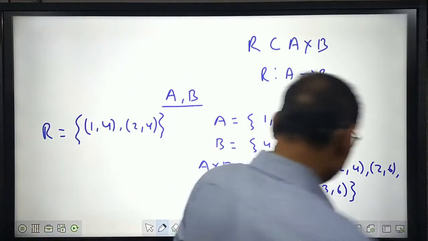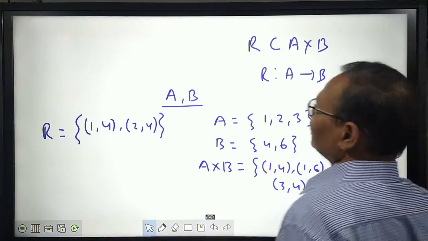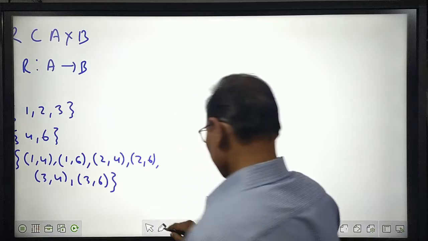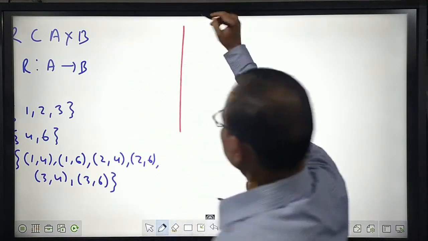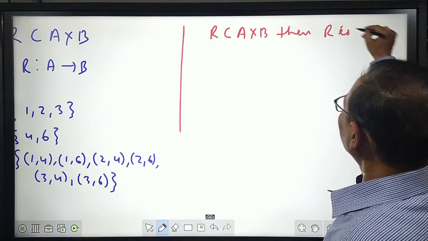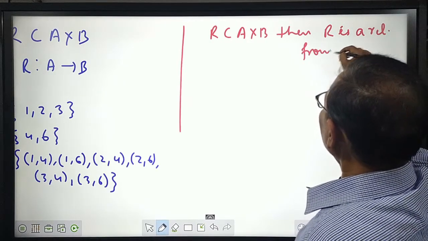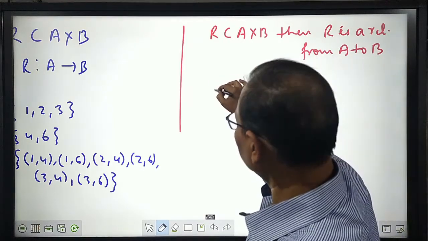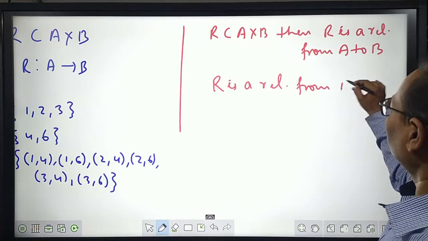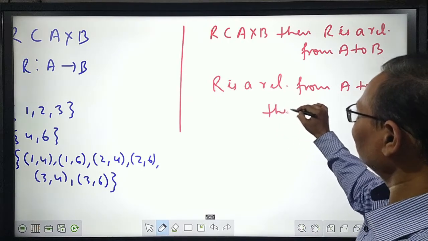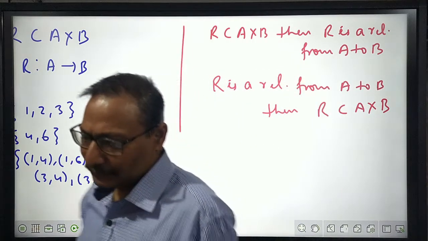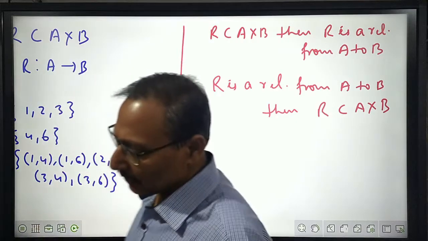Mind it, this is a two-way traffic. If I say R is a subset of A cross B, then it means that R is a relation from A to B. And at the same time, if R is a relation from A to B, then it implies that R is a subset of A cross B. That means this is a necessary and sufficient condition for being a relation.